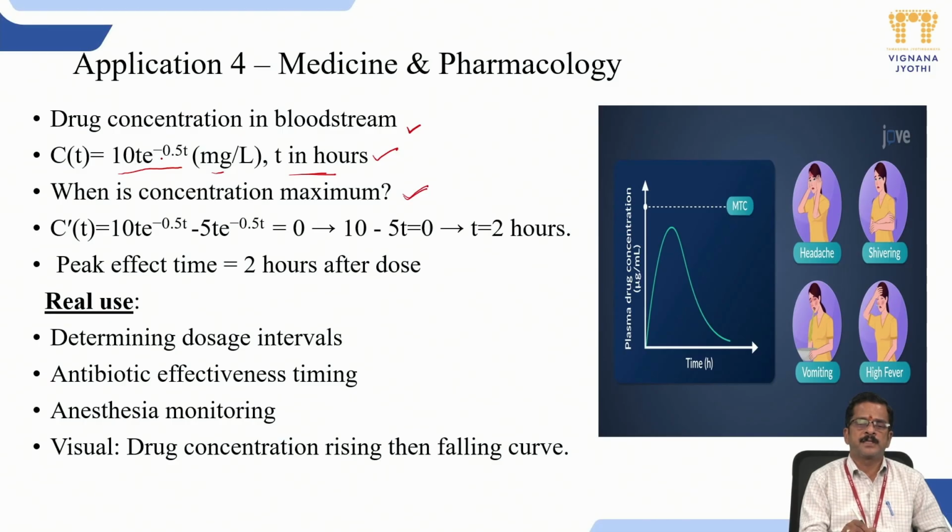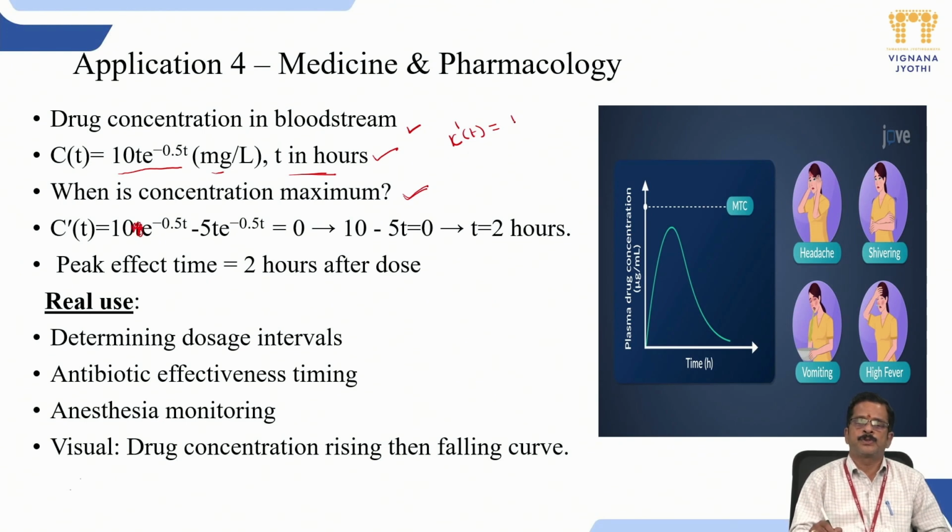For 10t e power minus 0.5t, the differentiation is going to be 10t into e power minus 0.5t minus 5 into t into e power minus 0.5t. How does this happen? In differentiating, 10 is a constant to keep aside, and t and e power minus 0.5t are the variables. Actually t should not be here; the differentiation of t is 1, so it should not be 10t.